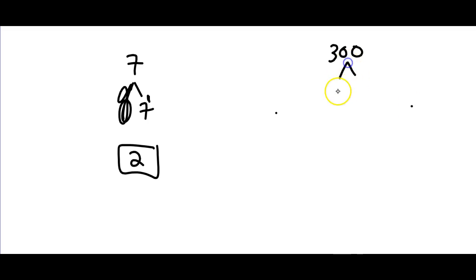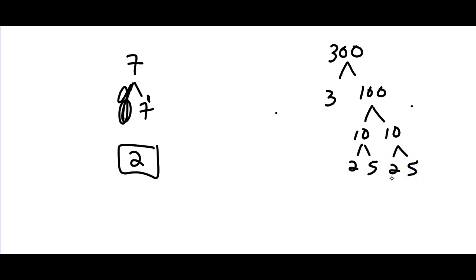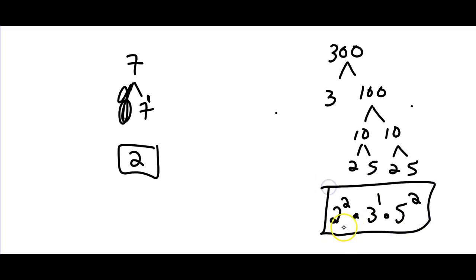So once again, you're going to do the prime factorization. 3 times 100, 10 times 10, and then we get 2 times 5 and 2 times 5. So in exponent form, we're going to say it's 2 squared times 3 to the first times 5 squared. And so this is the prime factorization. I could ask you for that. Or I could ask you to list the number of factors. So add 1 to each exponent. You get 3 times 2 times 3. And this gives me 18. So there are 18 factors to 300.